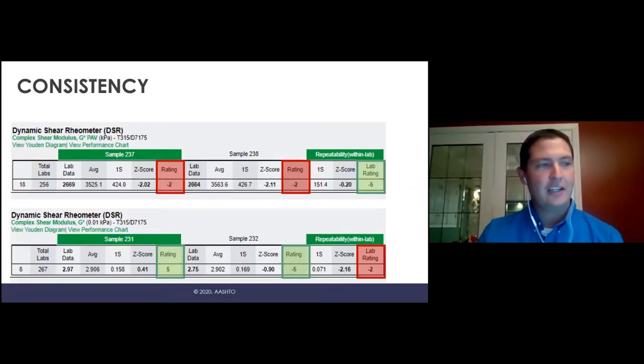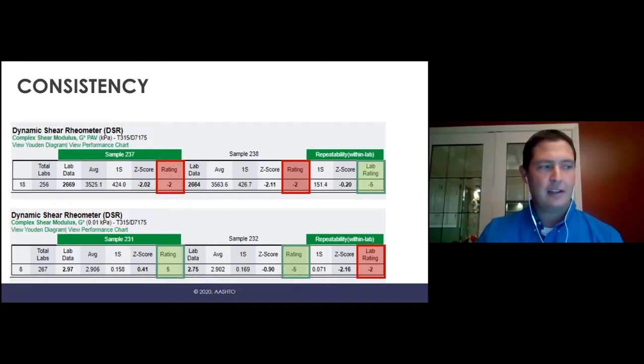And you can look at the lower portion here, where you've got a laboratory who has 2 ratings of a +5 and a -5, which are great. However, the repeatability or your consistency value is pretty low. And that just simply has to do with where your data falls about the average.